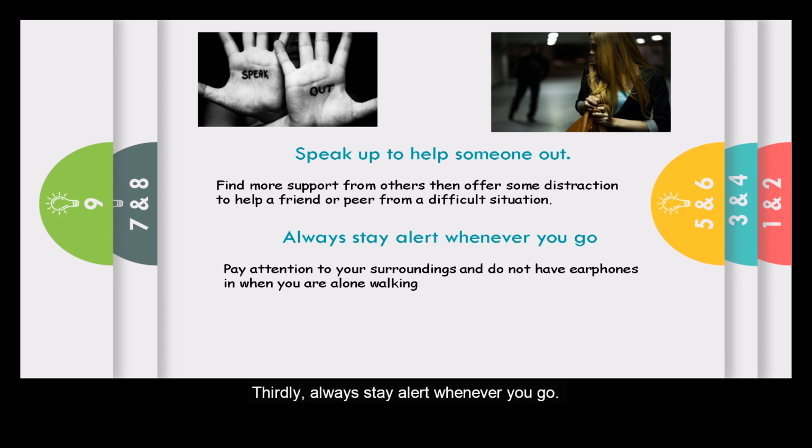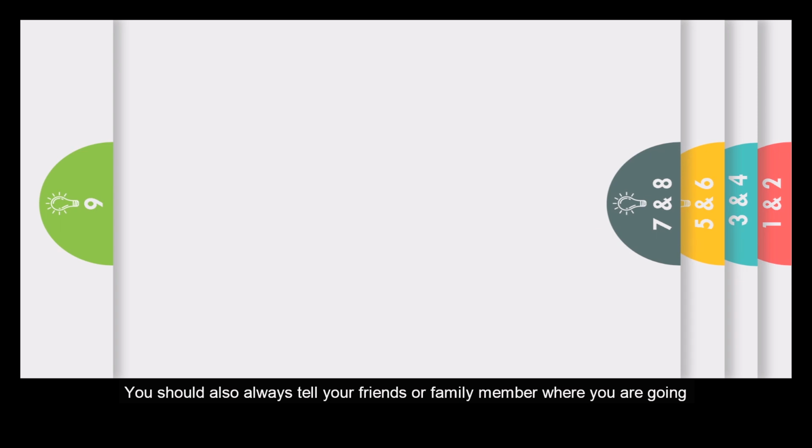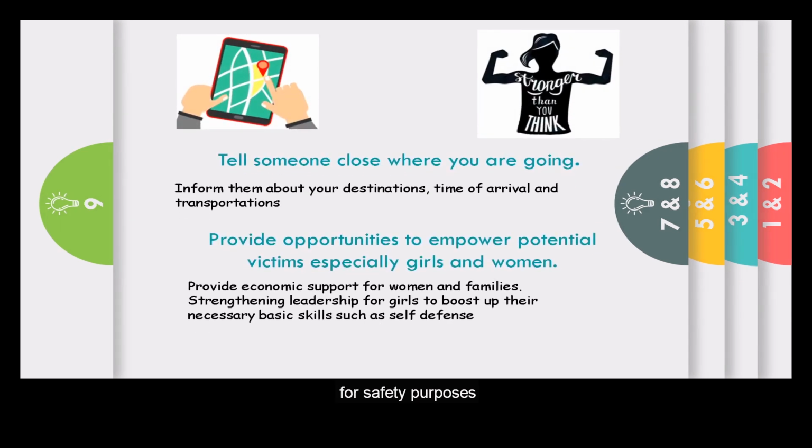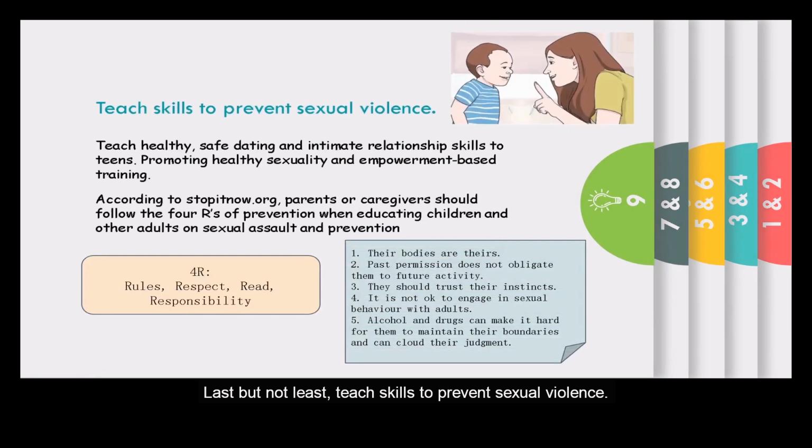Thirdly, always stay alert wherever you go. Pay attention to your surroundings and do not have earphones in when you are walking alone. You should also always tell your friends or family members where you are going for safety purposes. Besides that, various opportunities such as economic support and necessary basic skills should be provided to empower potential victims, especially girls and women.